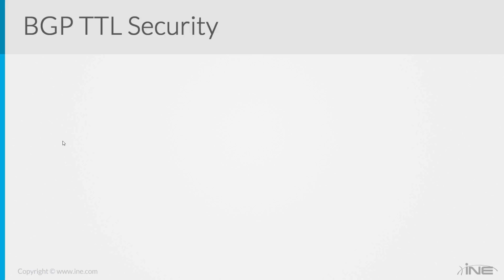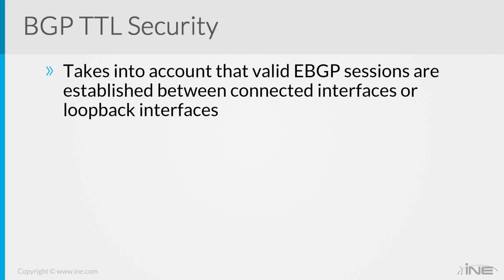The caveat is you could use the dynamic neighbors capability and form the adjacency, but that assumes you've taken into consideration where the traffic is going to be coming from. Normally, when you form the peering, you specifically state the IP you're forming the peering with. Maybe you're doing the update source toward loopback 0 or some other address. You're telling it all the information it needs to go out and form the peering. All that is great. What it doesn't do is take into account that valid eBGP sessions are established between connected interfaces or loopback addresses.